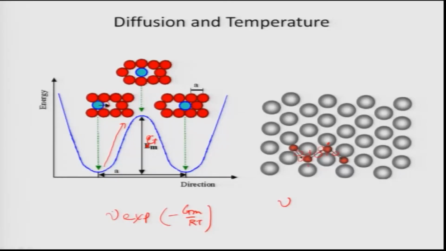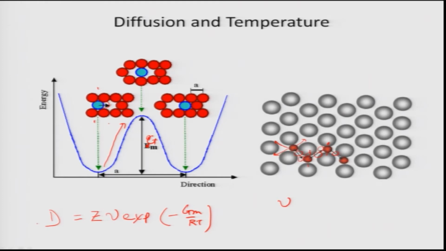That is possibly for one position, but there might be many vacant positions available. It will try not only on one side, it can try this side, this side, this side. When the interstitial atom is moving, it can move this way, this way, that way, depending on the availability of free positions. Let us suppose Z is the number of sites available.